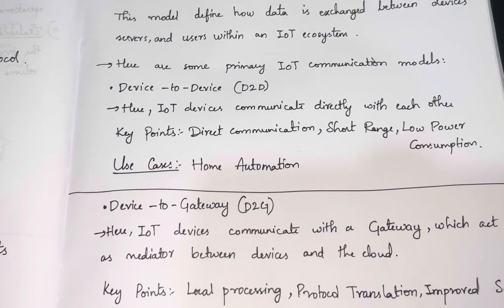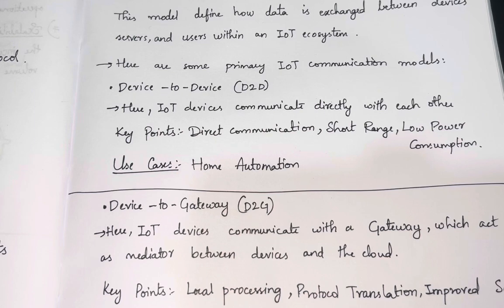According to the first one, in D2D, the IoT devices communicate directly with each other. There is no mediator in between, or any third party in between. They directly communicate with each other. Like I am device 1 and you are device 2, we directly communicate. That's what D2D, device to device, means. So what are the key points in it? It is direct communication, short range, low power consumption.